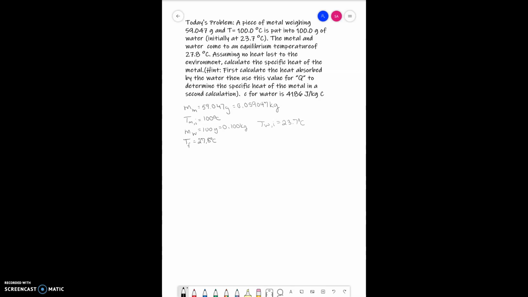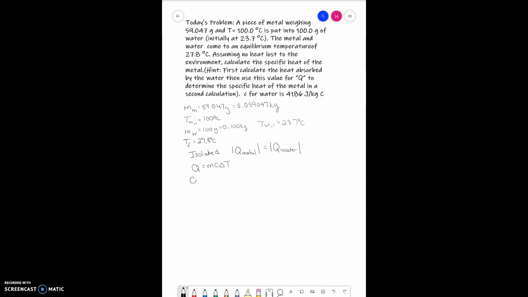And so we're going to assume that if there's no heat lost to the environment, so it's an isolated system, we want to calculate the specific heat of the metal. So what we know is if it's isolated, that means that the heat that's lost by the metal is equal to the heat that's gained by the water. And again, I put in absolute value signs to indicate that we're going to make both of them positive. So what is the heat? Well, if it's temperature change, heat is mc delta T.